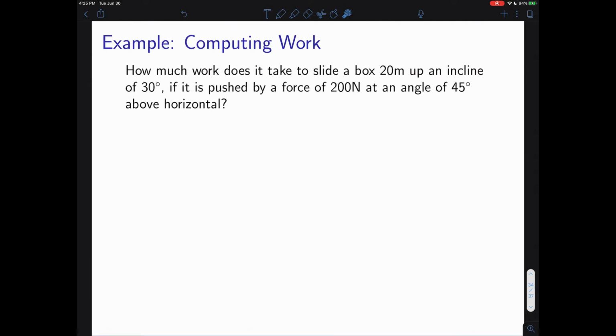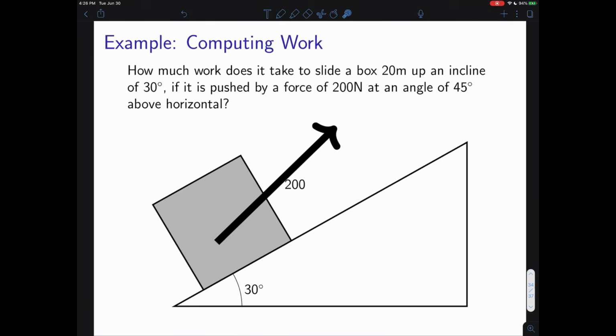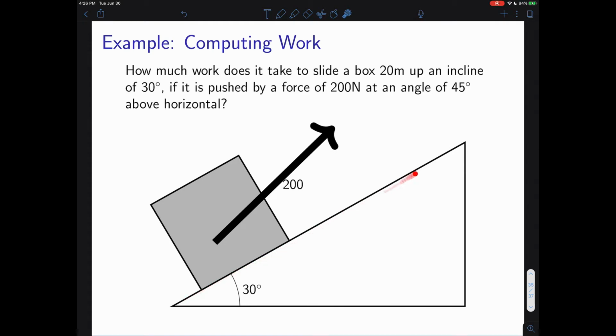Here's an example. How much work does it take to slide a box 20 meters up an incline of 30 degrees if it is pushed by a force of 200 newtons that's acting at an angle of 45 degrees above horizontal? So the picture here is, the triangle is the incline of 30 degrees. And we have a large object, a box, and a force that's pushing it with a force of 200 newtons. However, the force is not just pushing it along the ramp. The force is actually pushing a little bit above the angle of the ramp. And then presumably gravity is part of the picture.